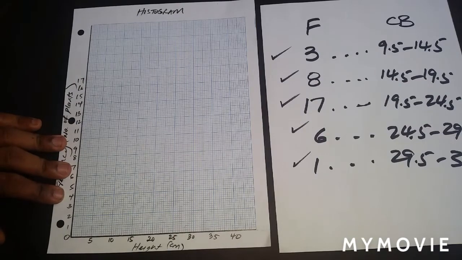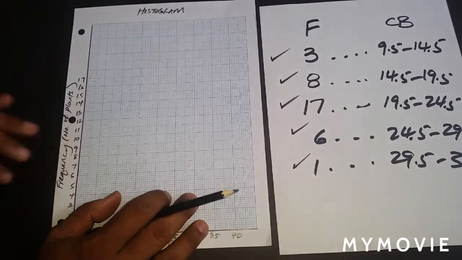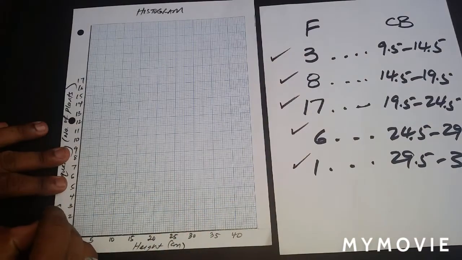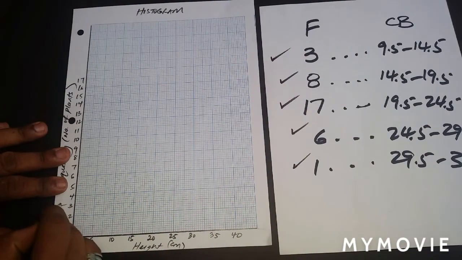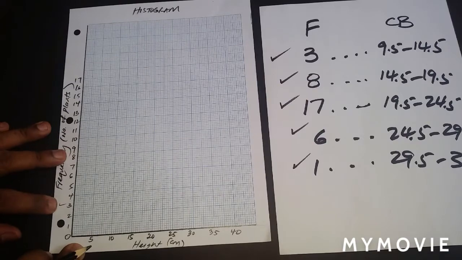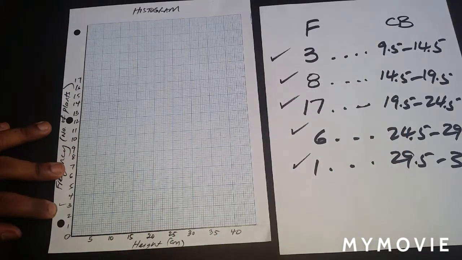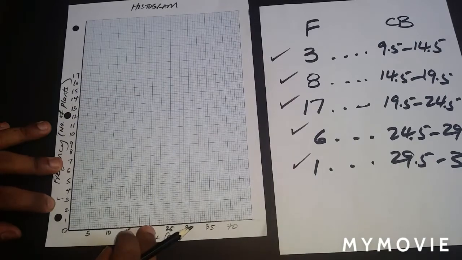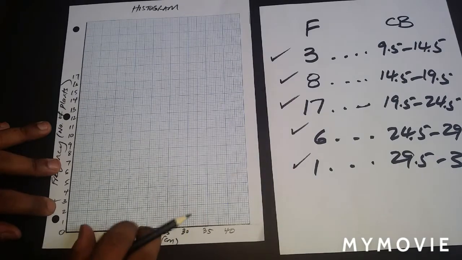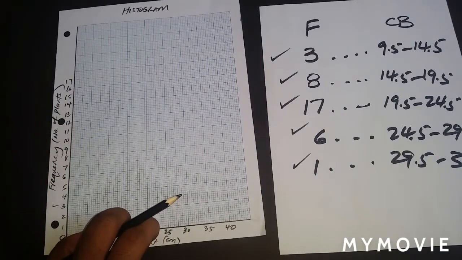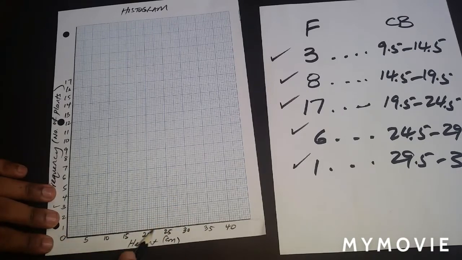So quickly, the first one is 3. I'm just going to indicate that 3 right there. Just for emphasis, you don't need to put that in there. So we're working with 9.5 to 14.5. All right, 9.5 to 14.5. So we need to locate 9.5 and 14.5.